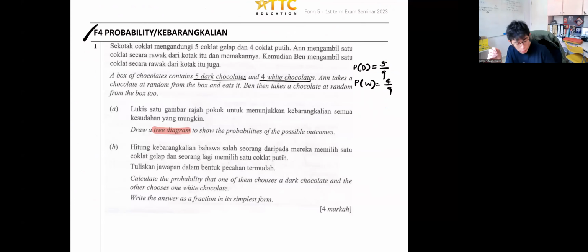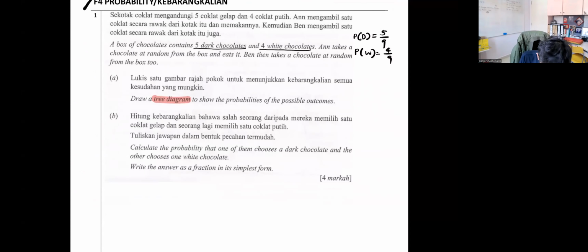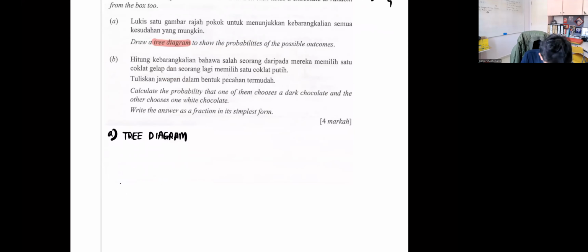Now, it says draw a tree diagram to show the probability of the possible outcome. Sample space and the word possible outcomes is different, I mean different as in the way you present it. So for A, I'm going to put the word tree diagram. I'm going to start off with a dot, a dot like this.